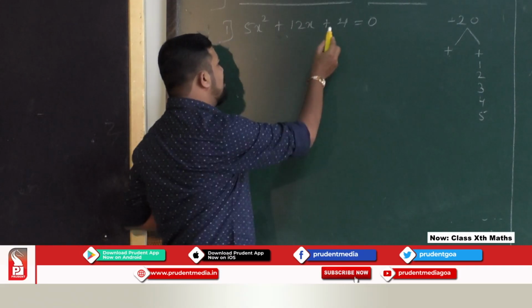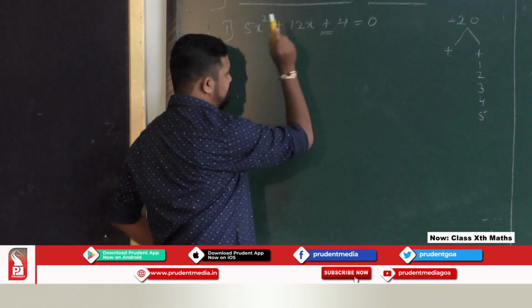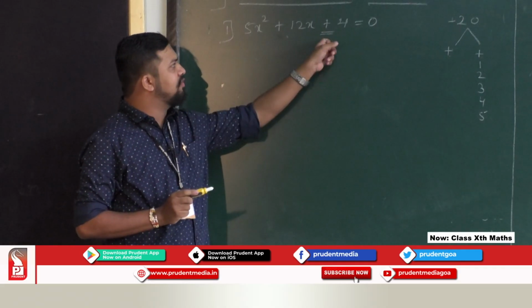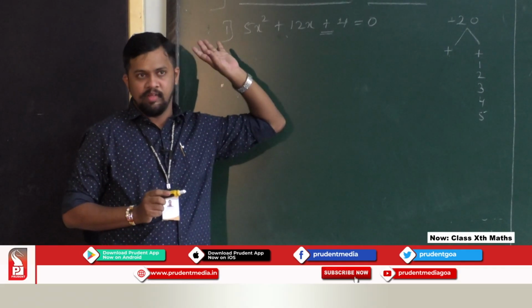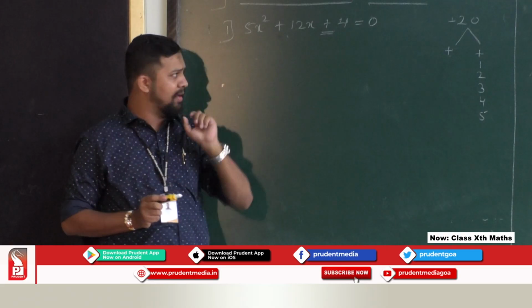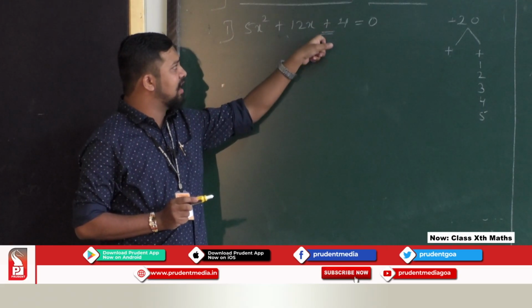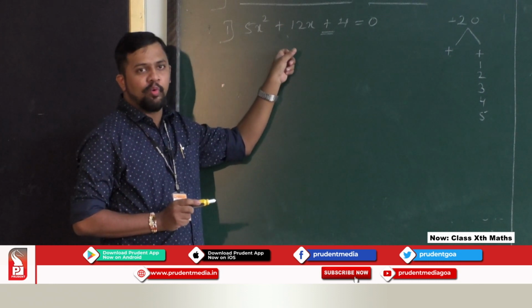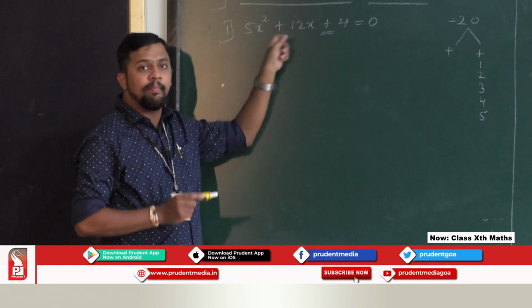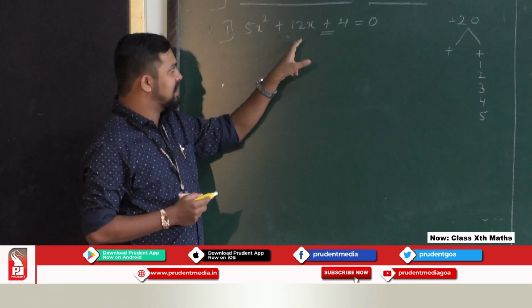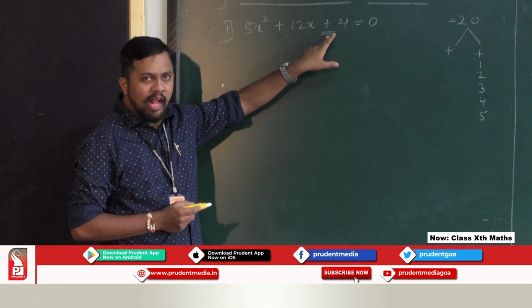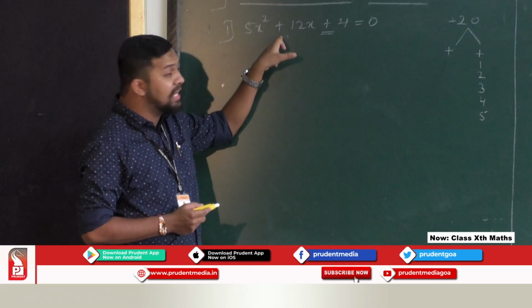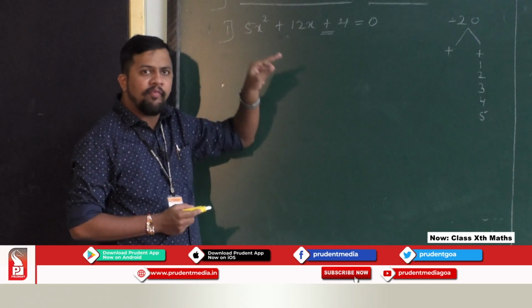Now I have to look at the sign of the last term. If the sign of the last term is positive, please remember what I am saying, just listen properly: you have to decrease the second term by 1, 1, 1. I will write this as a hint for you: last term positive, decrease the second number by 1, 1, 1.